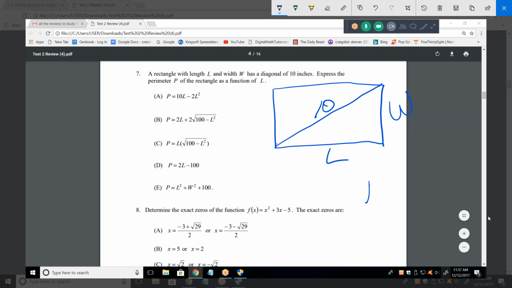First of all, the perimeter of the rectangle is 2L plus 2W, right? Okay. They want it expressed as a function of L only, so we have to change the W. Well, what's the equation that governs those 3 numbers? Over here on the left, what is it? A squared plus B squared equals C squared. Give it to me in terms of L, W, and 10. L squared plus W squared equals 10 squared.